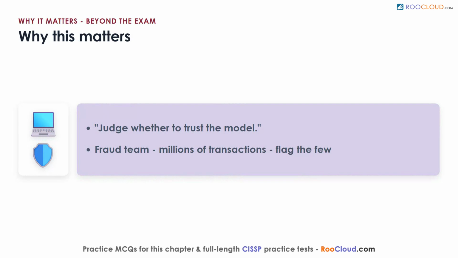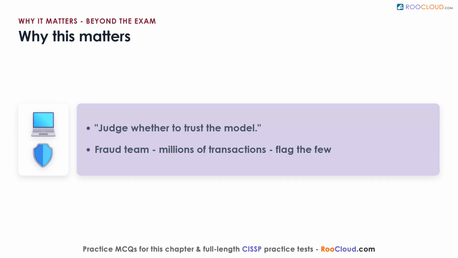Why does this matter beyond the exam? Because knowledge-based systems increasingly make or shape security decisions, and you need to judge whether to trust them. Picture a fraud team drowning in millions of daily transactions no human could review by hand. A well-built model can flag the suspicious few in seconds, but only if it was trained on sound data and secured against tampering. Understanding how these systems reason and where they can be poisoned is fast becoming core security knowledge rather than a specialty.